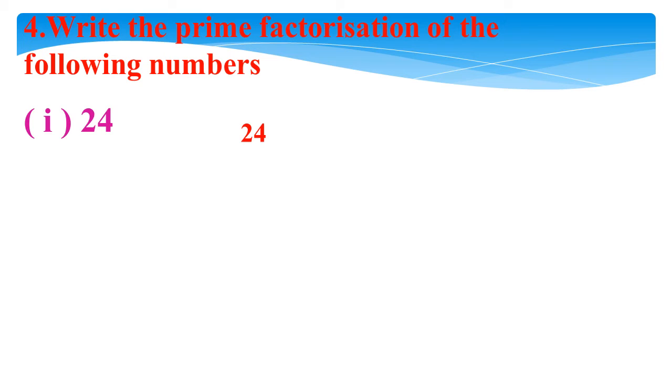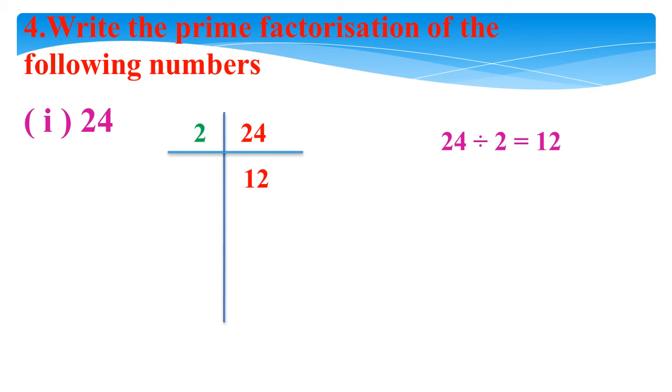As 24 is an even number, it is divisible by 2. So now we write 2 to the left of 24. Dividing 24 by 2, we get 12, which we write below the 24. Now 12 is a dividend. Let us find the divisor.